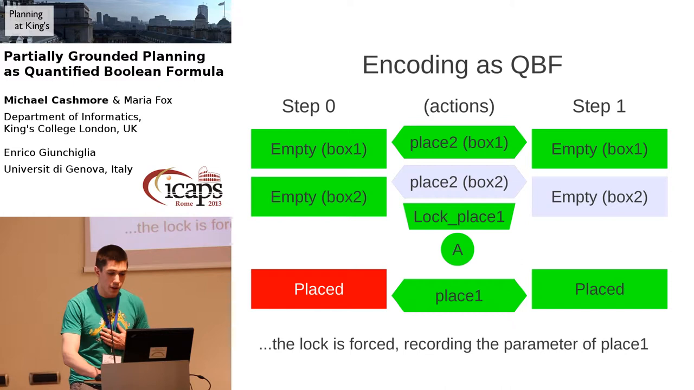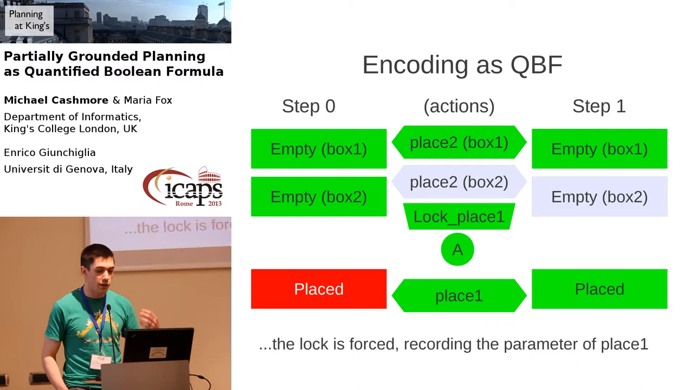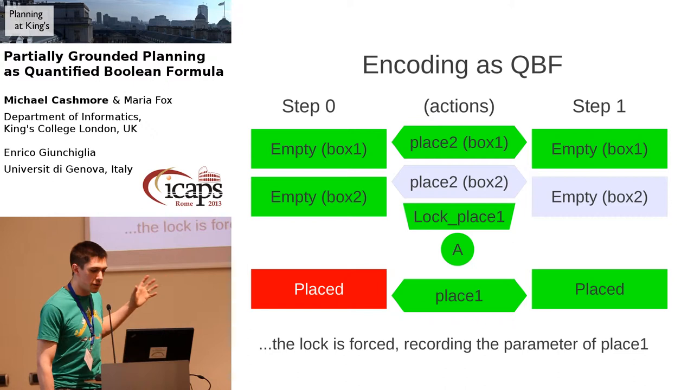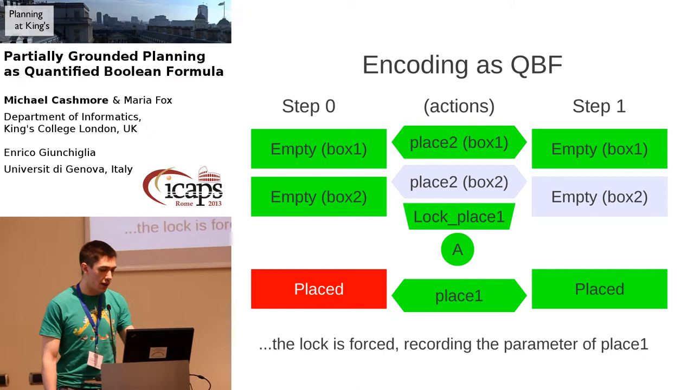This will satisfy the goal. We've decided to place the pigeon. And because of that, the lock variable has been forced to be equal to the universal variable, has effectively bound this first pigeon in as the parameter of this action place 1. And we've put him into the first box again.